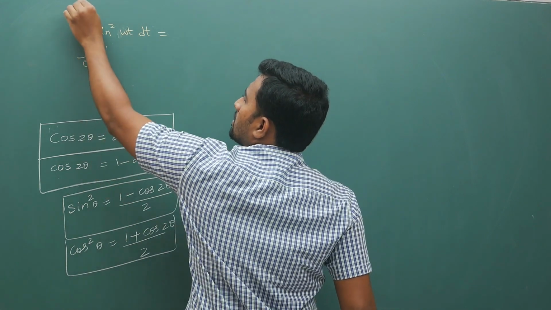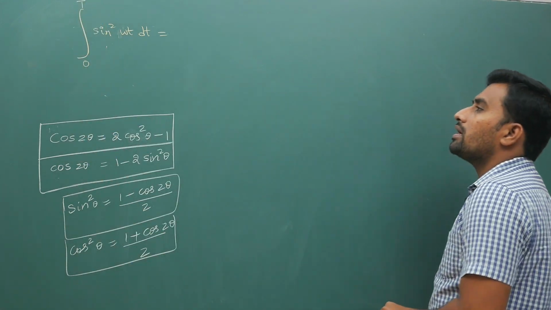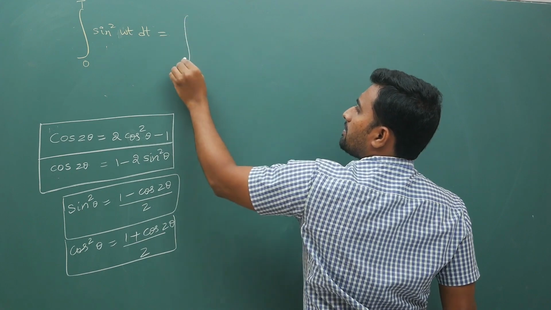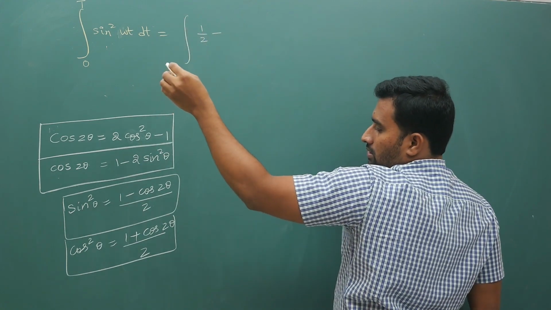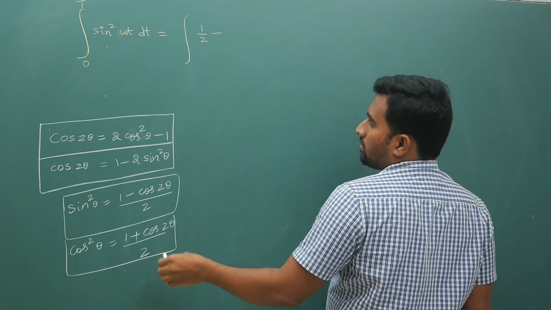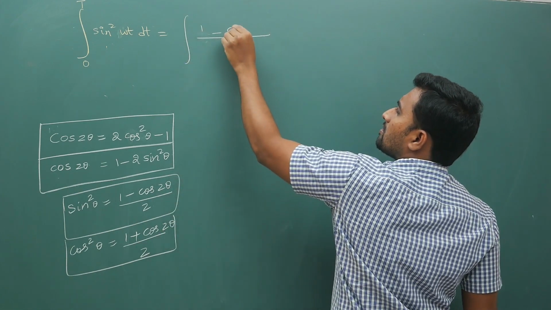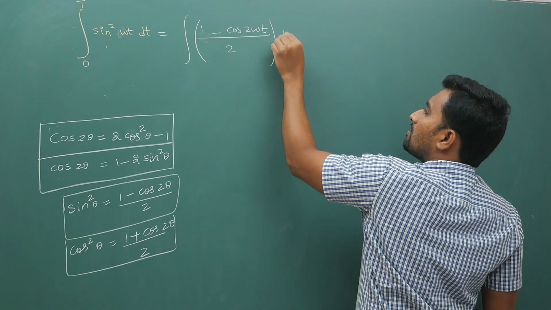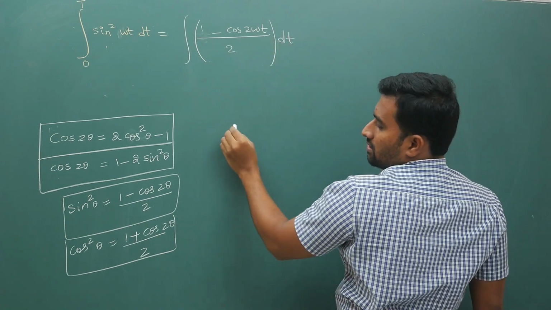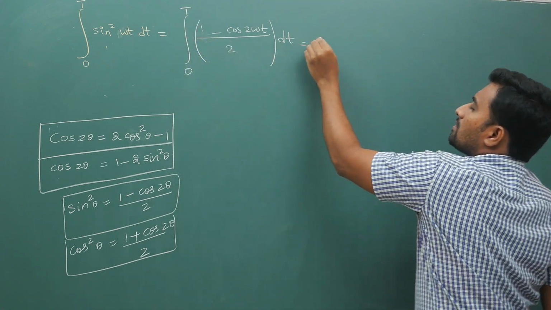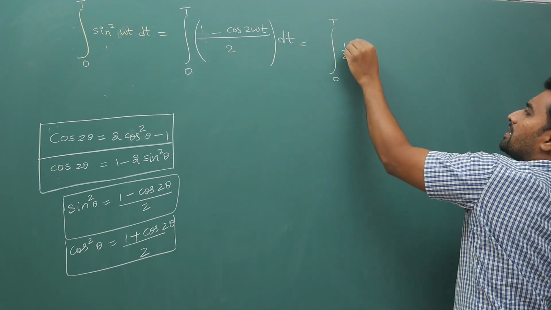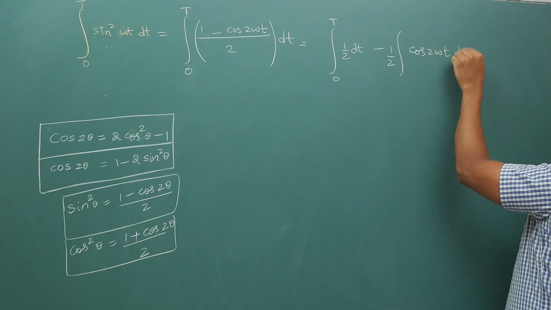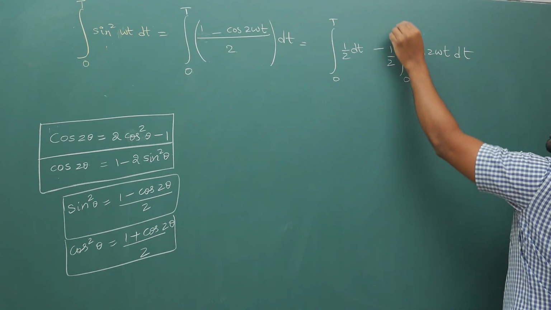For example, it is 0 to T. Now, the integral of sine square omega t for a full cycle: sine square omega t becomes (1 minus cos of 2 omega t) by 2, dt from 0 to T. That is equal to the integral from 0 to T of 1 by 2 dt minus the integral from 0 to T of 1 by 2 cos 2 omega t dt.